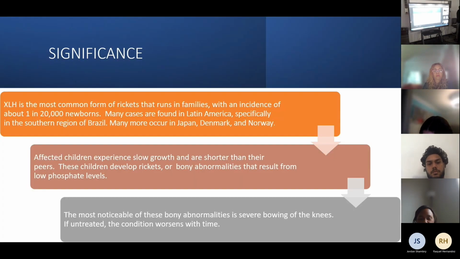So the significance of this disorder: it is the most common form of rickets that runs in families, with an incidence of about 1 in 20,000 newborns. Many cases are found in Latin America, specifically in the southern region of Brazil. However, many more occur in Japan, Denmark, and Norway.